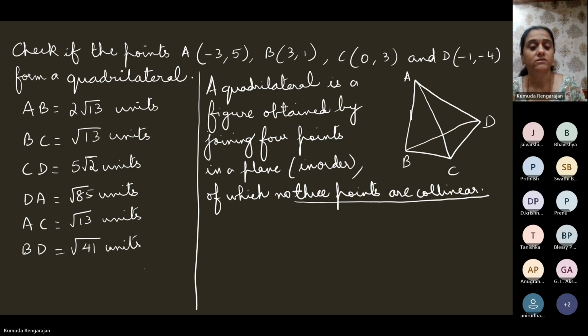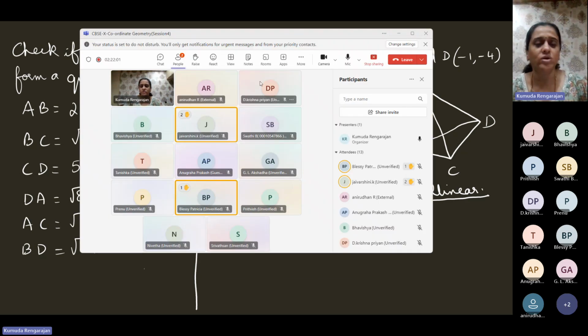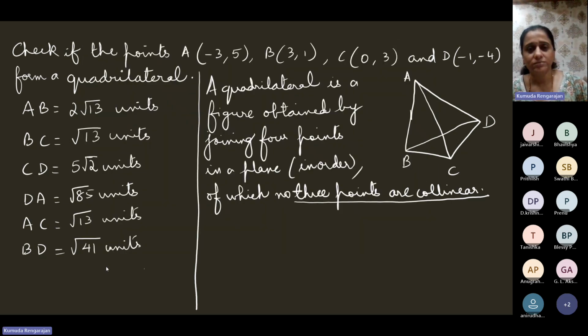Yes, children. See, in this case, very obvious. No, you don't need this long. No, no, what is this? My question is not clear. Should I repeat? There are six line segments. Pick three of them in which the sum of any two of them is equal to the third one.